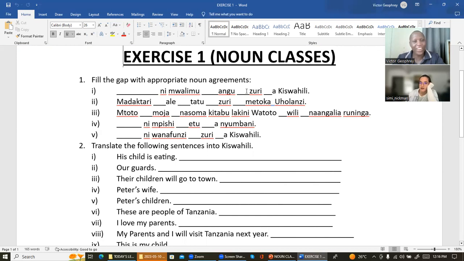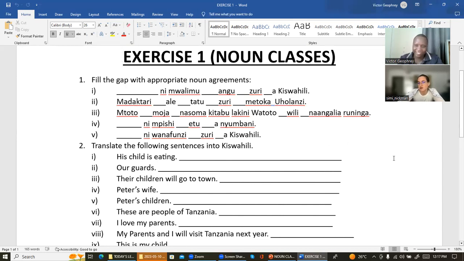Huyu ni mwalimu wangu wa Kiswahili. We cannot say ya Kiswahili. Cannot say mwalimu ya Kiswahili. You see the way it goes together, you know? When you start with the way, it goes with that one, because this noun is under a noun class. Ni mwalimu wangu.